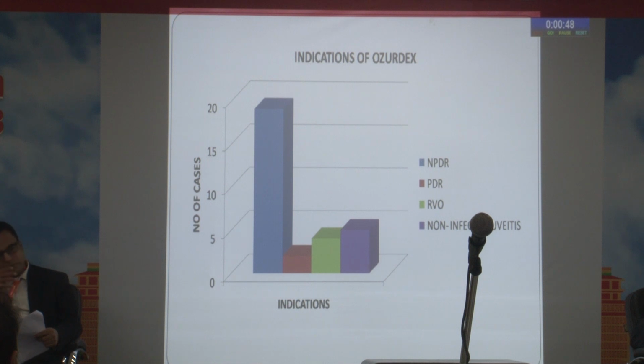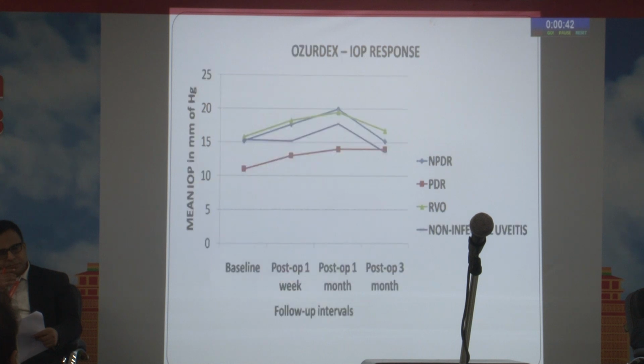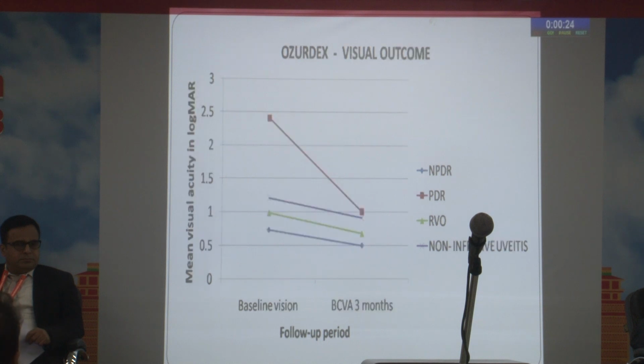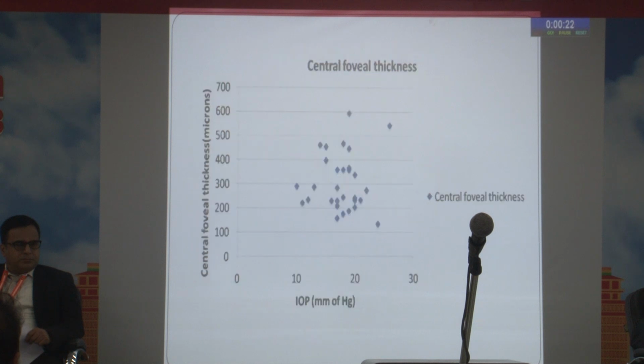This is the graph depicting that the majority of the cases belonged to non-proliferative diabetic retinopathy, and the graph representing a peak in the post-operative first month, and the IOP actually returned to baseline after the 3rd month. Central foveal thickness also, all 4 groups showed a maximum reduction in the central foveal thickness. Visual outcome was comparatively good in all 4 groups.